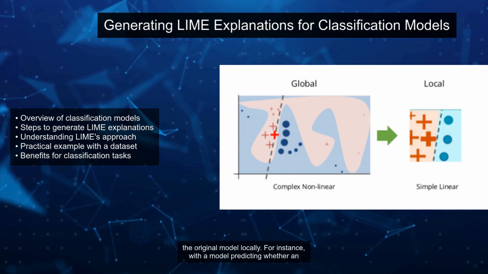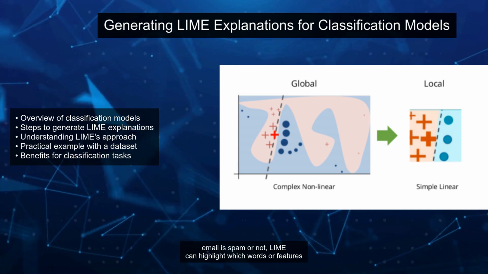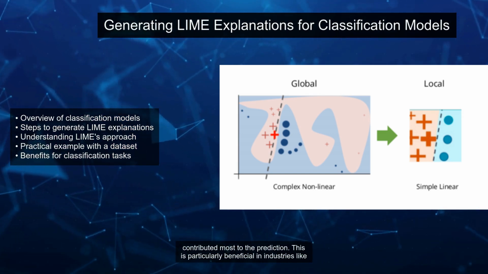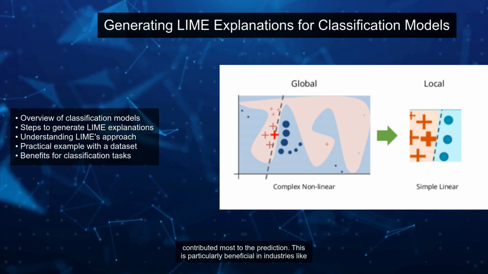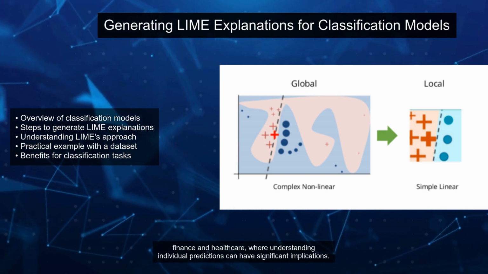For instance, with a model predicting whether an email is spam or not, LIME can highlight which words or features contributed most to the prediction. This is particularly beneficial in industries like finance and healthcare, where understanding individual predictions can have significant implications.